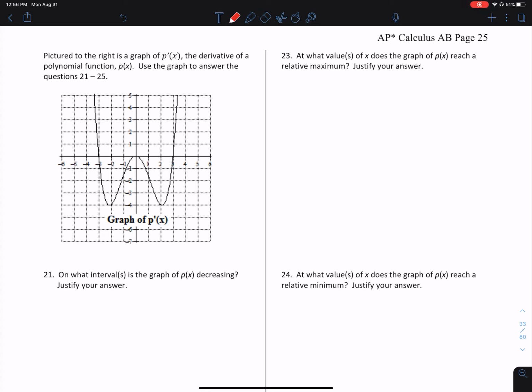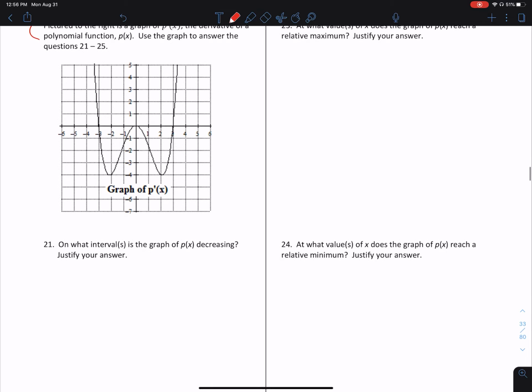Pictured is the graph of p prime of x, the derivative of a polynomial function. Since it's a polynomial function, that tells us it's continuous. Continuity is an important concept. Use the graph to answer these questions. On what interval is the graph of p of x decreasing? Well, p of x is decreasing anytime p prime is negative. P prime is negative all through here. It's negative between -3 and 0, and between 0 and +3.